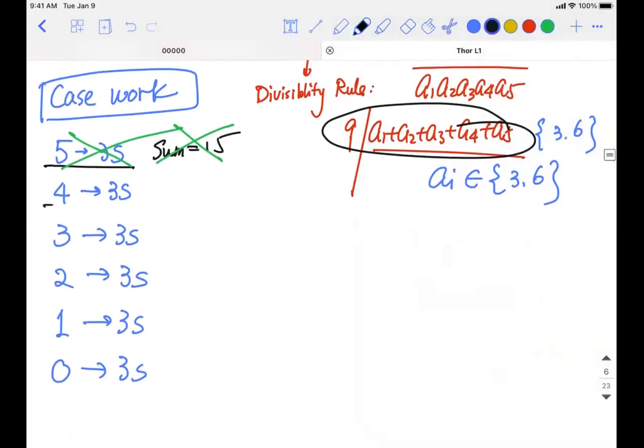But what about 4 3s? 4 3s, and the other one will be 6, because they only have 5 digits. 4 are 3s, and the other one must be 6. Then the sum will be 4 times 3 plus 6, which is 18. This one is good. 18 is divisible by 9. I don't know yet how to arrange all those 3s and the 6, so let's park it there for a sec. But at least I know 4 3s and 1 6 would be a candidate.